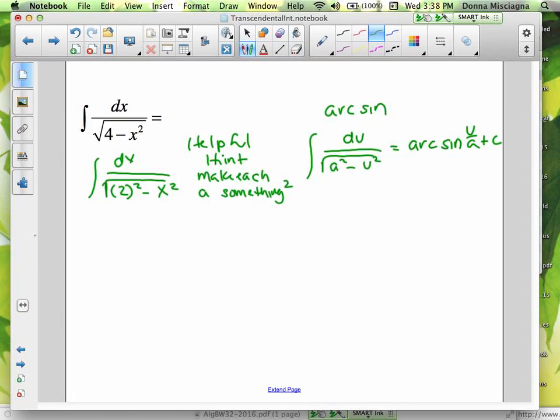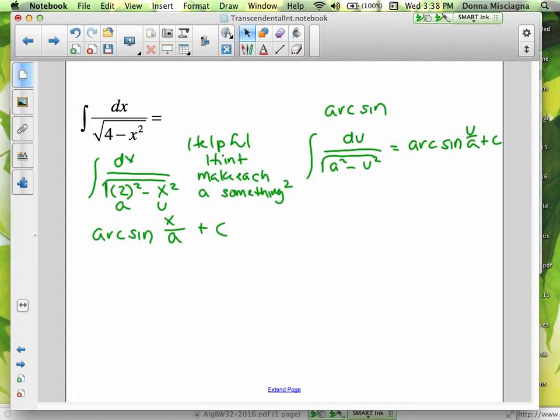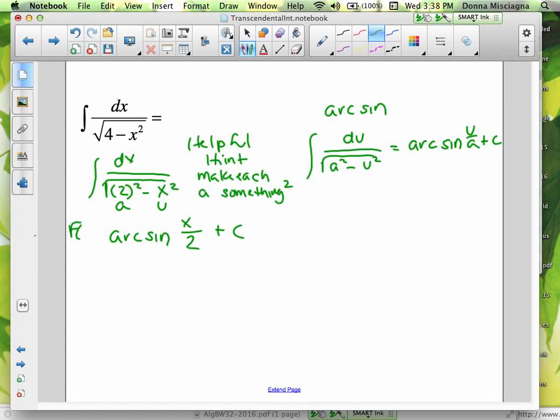A something squared. Okay? So the 2 here is our a, this is our u, and this is just going to be arc sine x over a plus, excuse me, x over 2 plus c. Is our derivative, or excuse me, our integral. And let's make that a function.